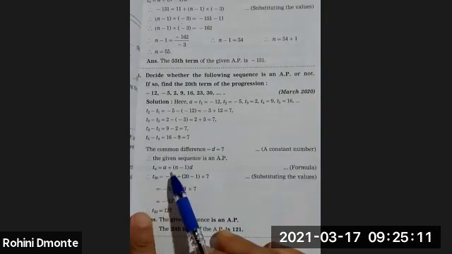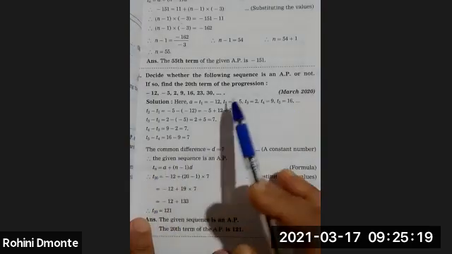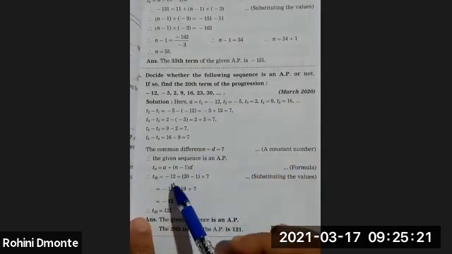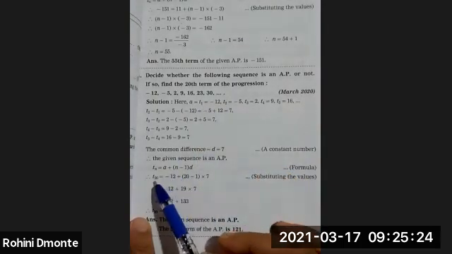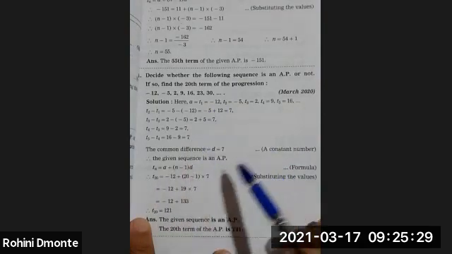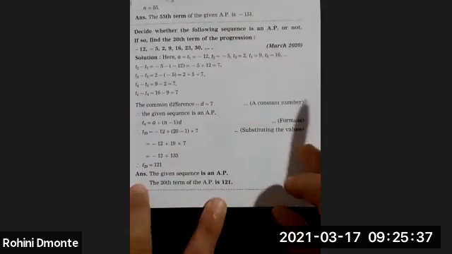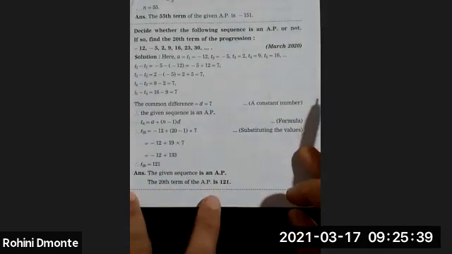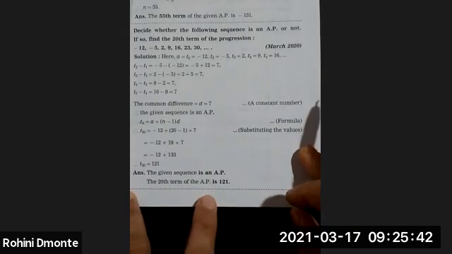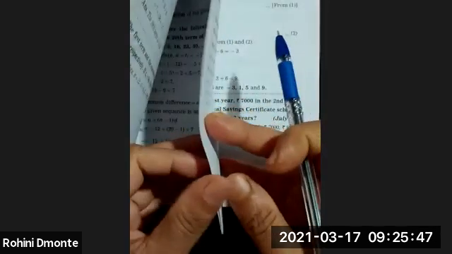Tn is equal to a plus n minus 1 into d, right? Now, what you have to find out? T20. So T20 is a, you already have it, minus 12. And since you are finding the 20th term, write here 20 minus 1. Common difference is 7. So like this, substitute the values and find out T20, that is the 20th term. Then finally, you have to write the answer like this: the given sequence is an AP, and the 20th term of the AP is 121. Okay, now let us move to the next sum.